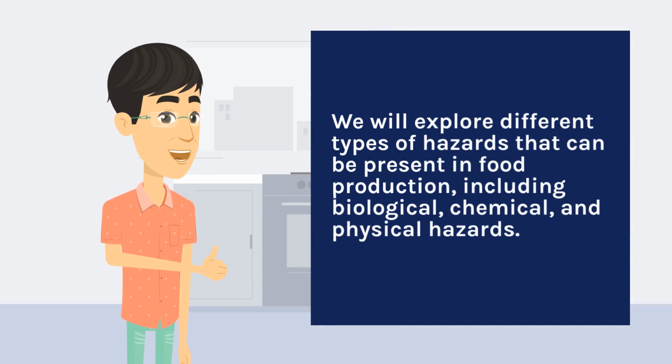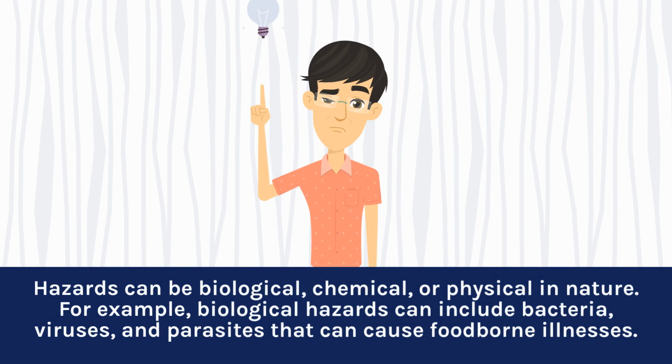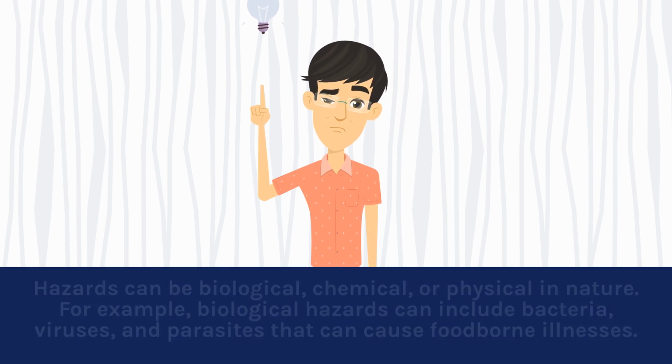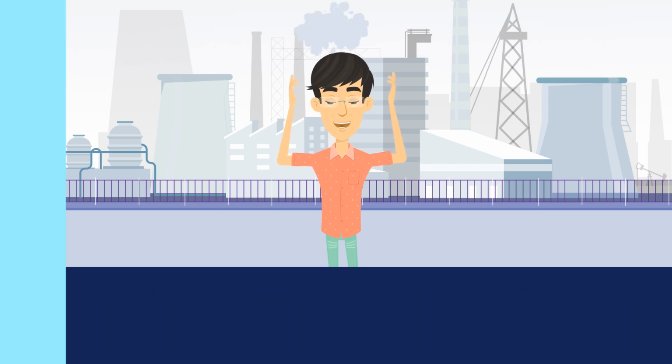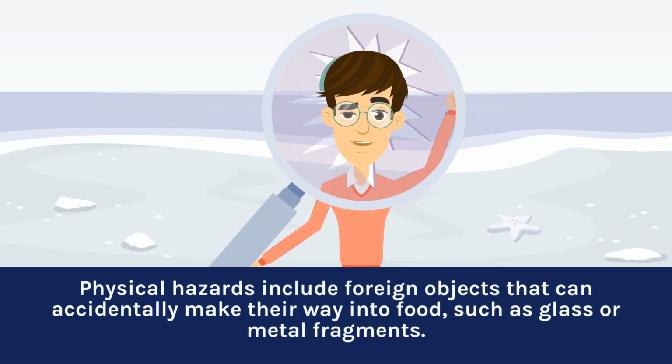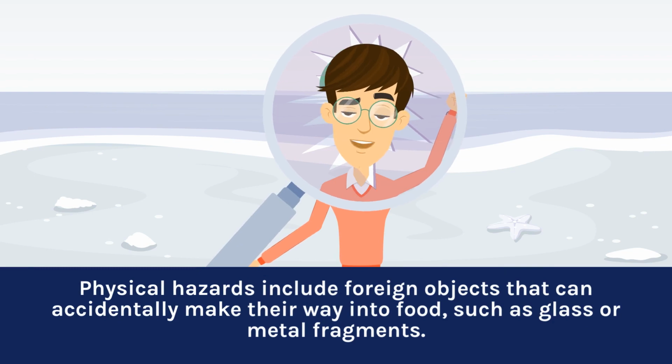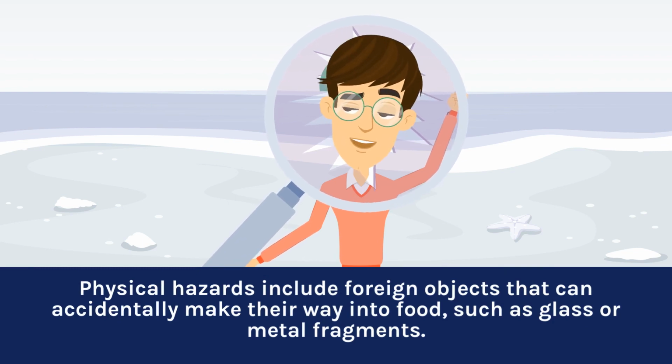We will explore different types of hazards that can be present in food production, including biological, chemical, and physical hazards. Hazards can be biological, chemical, or physical in nature. For example, biological hazards can include bacteria, viruses, and parasites that can cause foodborne illnesses. Chemical hazards include contaminants such as pesticides, cleaning agents, and food additives. Physical hazards include foreign objects that can accidentally make their way into food, such as glass or metal fragments.